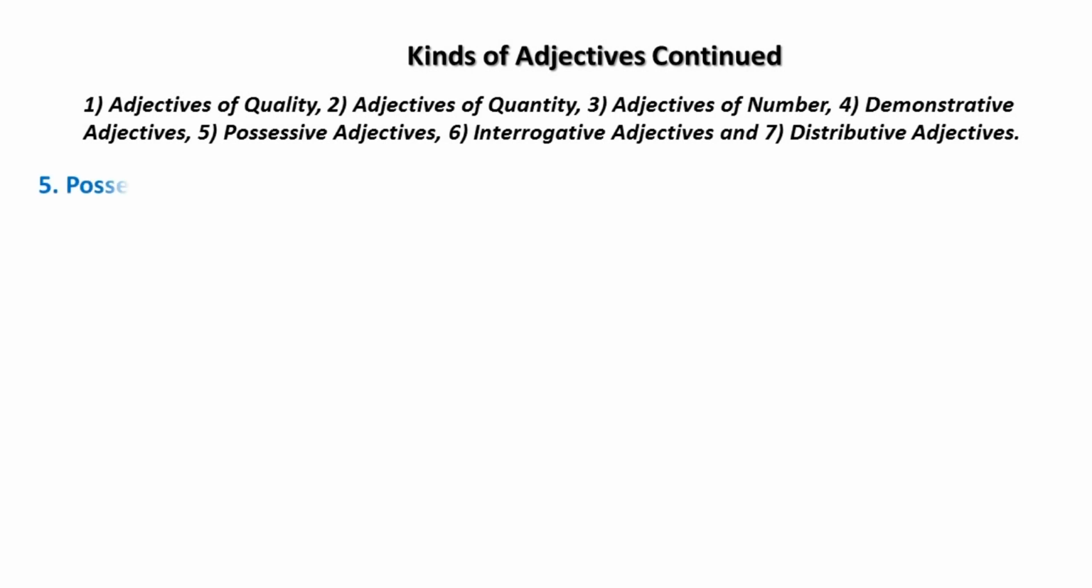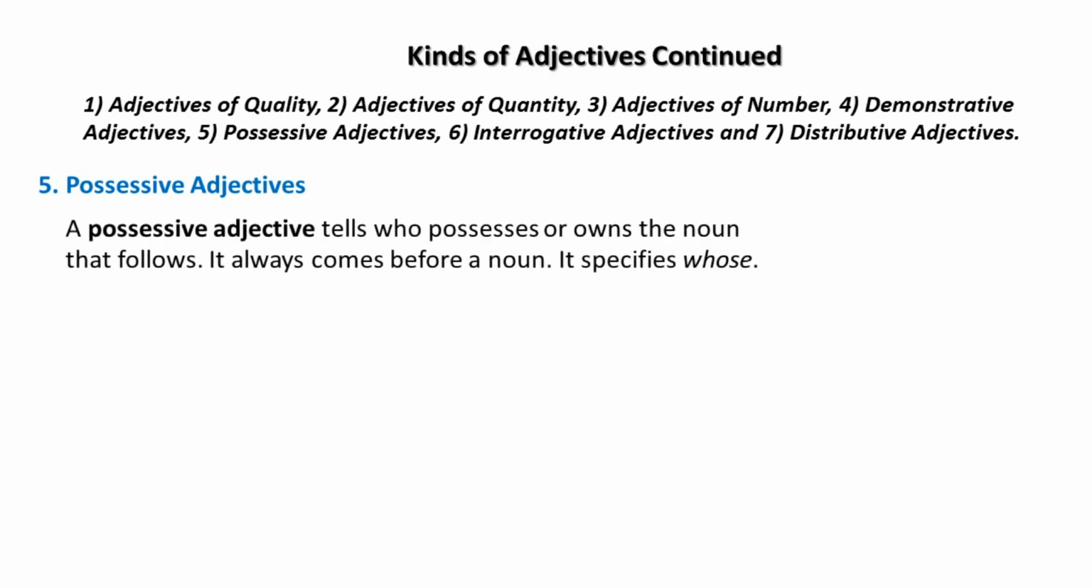So let us begin with the possessive adjectives. Possessive adjectives, they tell who possesses or owns the noun that follows. A possessive adjective tells who possesses or owns the noun that follows. It always comes before a noun. It specifies whose. Let us look at an example. My project is still incomplete. My is a possessive adjective and we have used this possessive adjective just before the noun project.